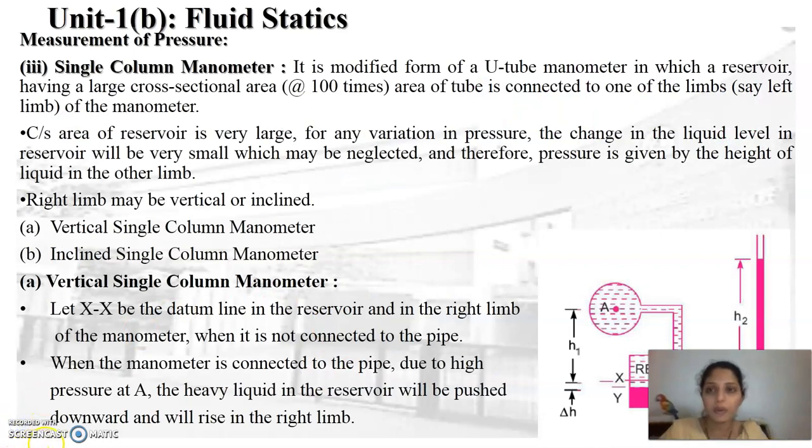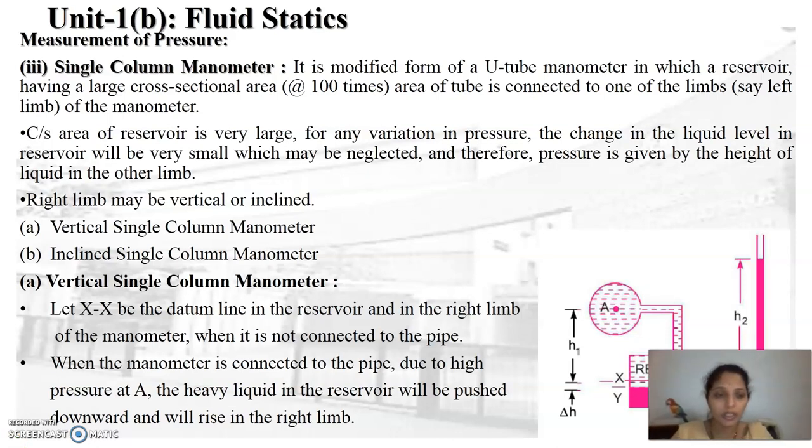The next type of simple manometer is the single column manometer. It is a modified form of the U-tube manometer, in which a reservoir having a large cross-sectional area, about 100 times the area of the tube, is connected to one of the limbs, and in the other limb we measure the change in pressure level. Here the cross-sectional area of the reservoir is very large. For any variation in the pressure, the change in liquid level in the reservoir will be very small, which may be neglected, and therefore the pressure is given by the height of the liquid in the other limb.